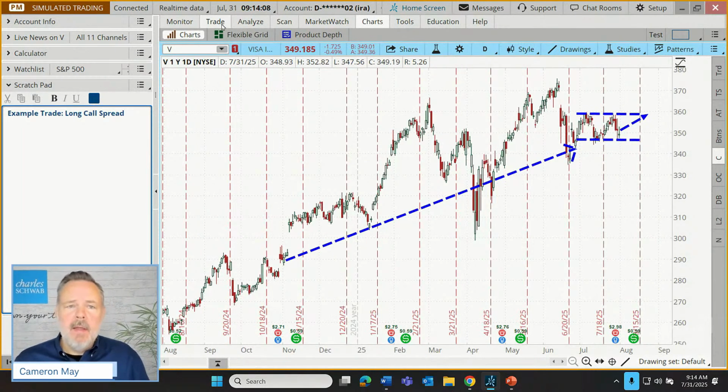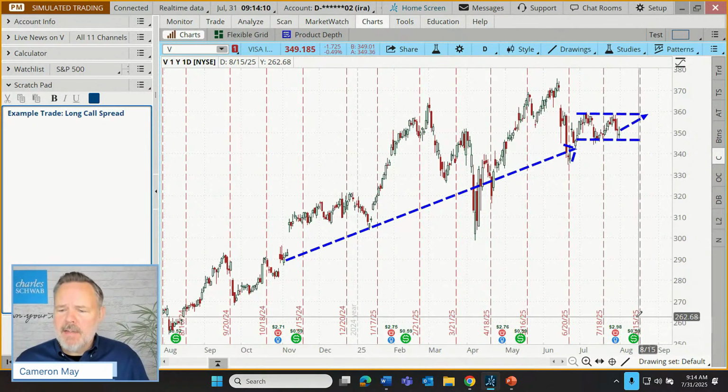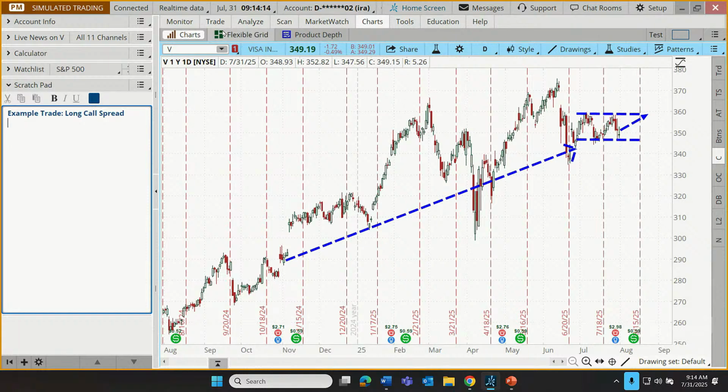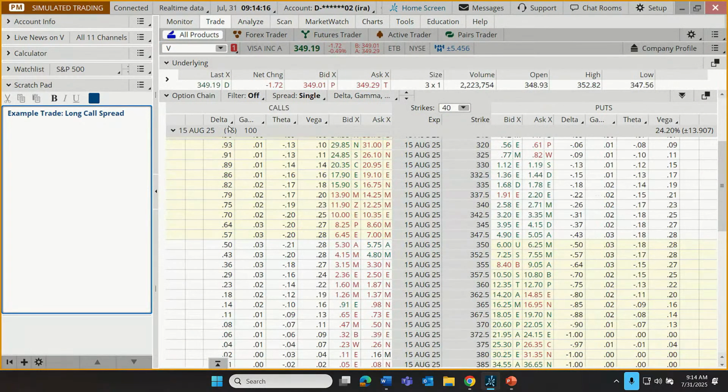So we're going to maybe set up our trade. Let's stick here with just August, the August 15th expiration. That's going to be 15 days away. All right. And as our example now, we're going to buy, let's say, the 340 call. So buy the 15th of August, 340 call.